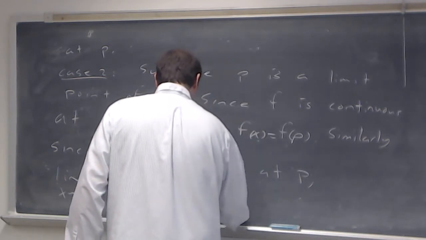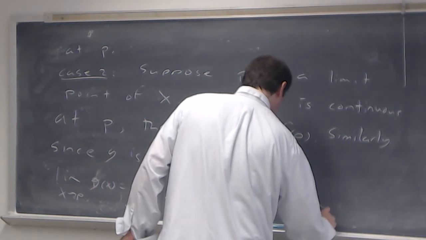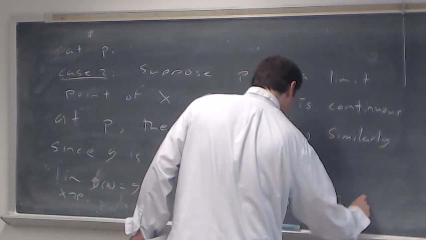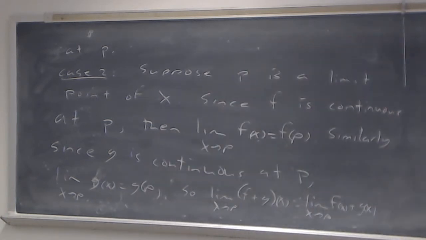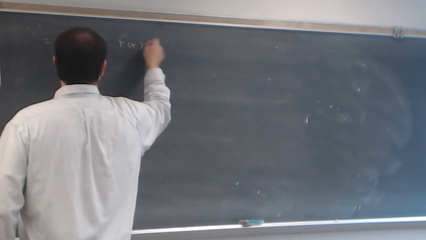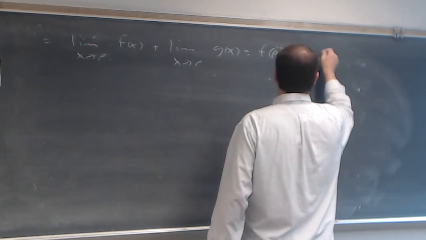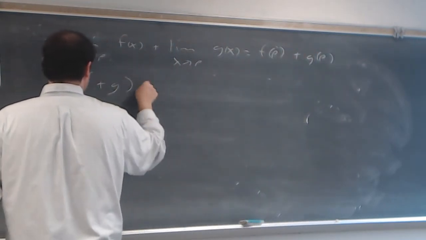So, the limit as x goes to P of f plus g acting on x is the limit as x goes to P of f of x plus g of x, which by an algebraic property of limits, a theorem we had proven about complex functions, is equal to the limit as x goes to P of f of x plus the limit as x goes to P of g of x, which equals f of P plus g of P, which equals f plus g acting on P.